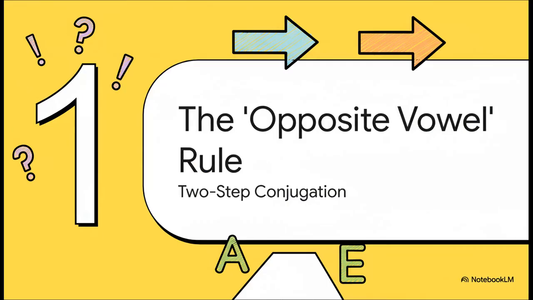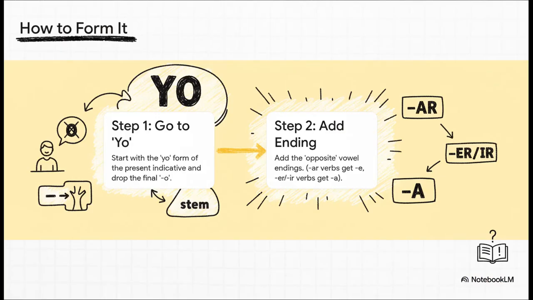Okay, so how do we actually make this thing? You're going to love this because for most verbs, there's a simple two-step formula that just works. We call it the opposite vowel rule. Let's break it down. Just burn this little phrase into your brain. Go to yo, drop the O, add the opposite. It's that simple. So first, you take any verb and you put it in its normal I form, the yo form.